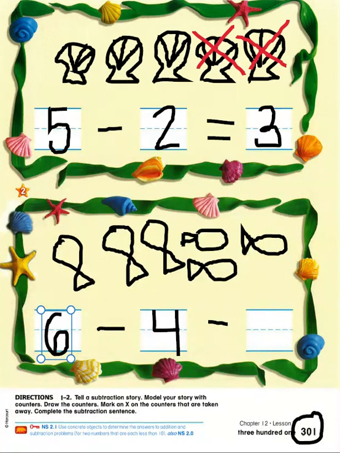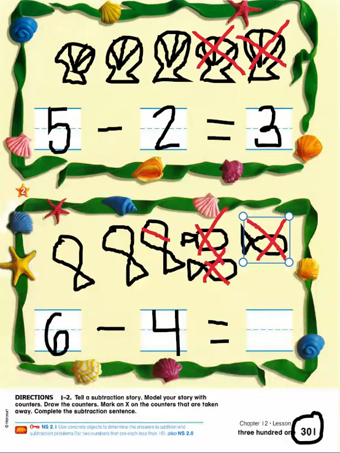Now we need to see how many there are in all after those 4 fish left. We'll show this by crossing off 4. Let's cross off 4 fish. 1, 2, 3, 4, to show that 4 are being taken away. How many fish are left over after the 4 swim away? To find that, let's count the ones that are left without X's on them. 1, 2. 2 are left. Write a 2 on the handwriting line.